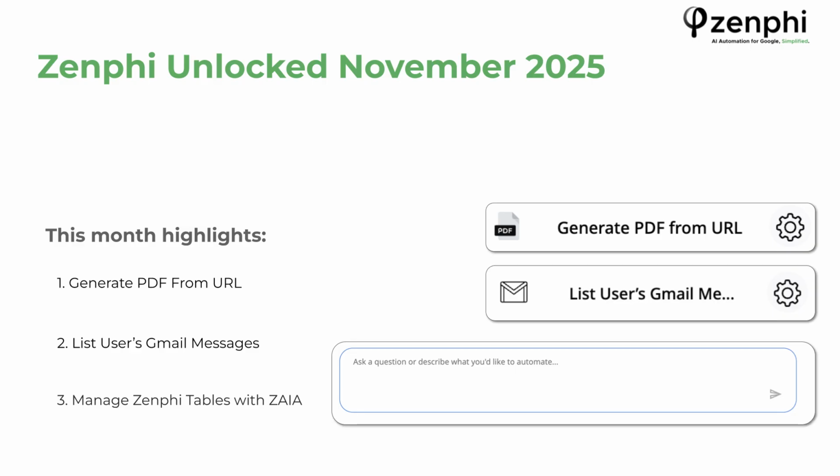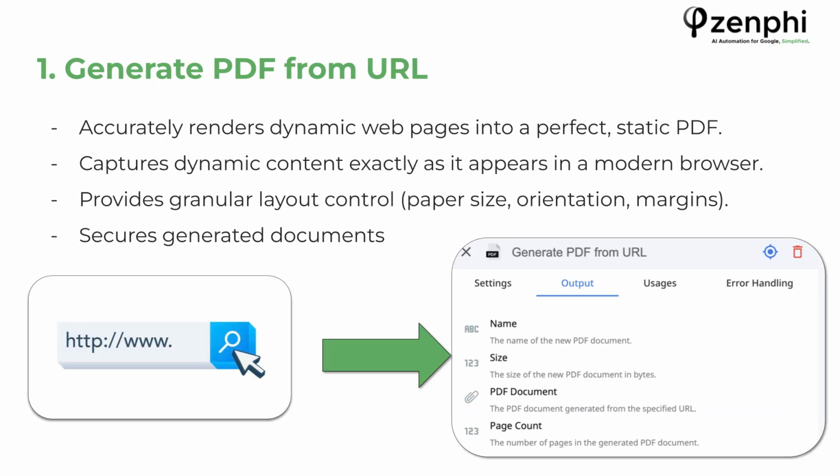Let's get started. First up, we have a fantastic tool for archival and reporting. Generate PDF from URL. We know how difficult it can be to capture dynamic web pages exactly as they appear in a browser. This new feature solves that by accurately rendering dynamic content into a perfect static PDF. It gives you granular control over the layout, including paper size, orientation, and margins, while ensuring the generated documents are secure. Let me show you how this works.